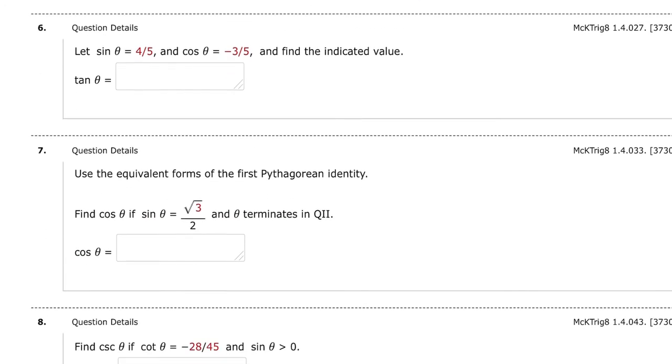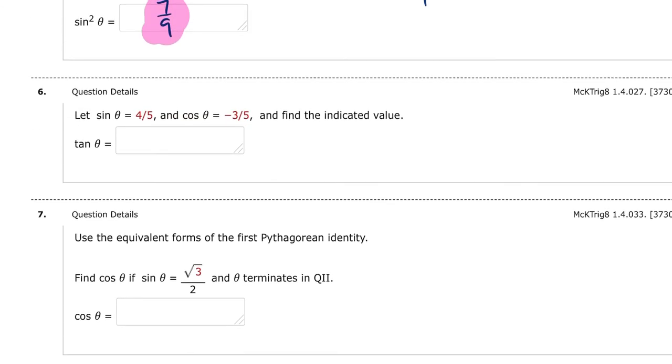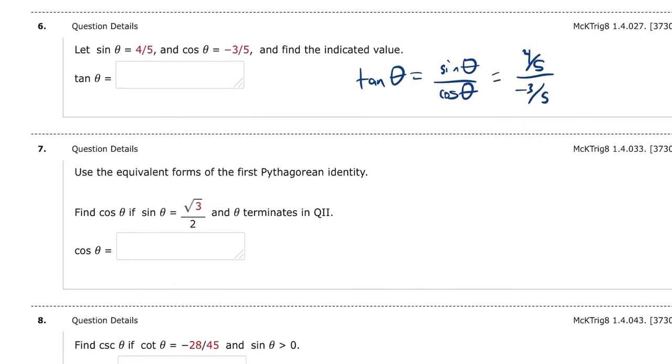Let's take a look at a couple more. There's only 10, I believe, here. All right, number 6, they want us to find the tangent. I'll go ahead and let you guys do this one. I'll just start it off for you. We know that tangent is, by definition, sine over cosine. And so you would take your ratios that are given to you and divide those two fractions. Whatever you end up getting when you divide, that's your answer there.